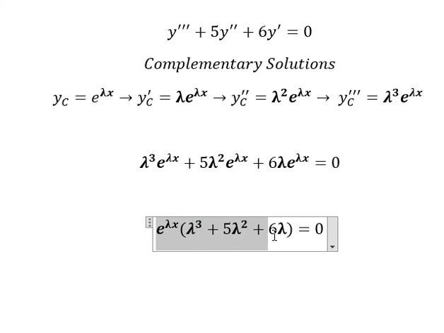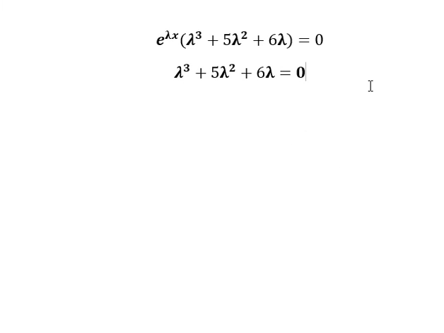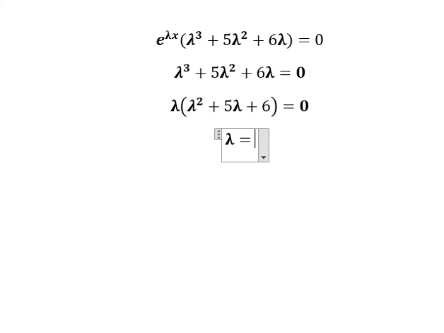And now we need to find the solution of this one in here. Now we can do factorization by lambda. And now we need to find the solutions of lambda. So we have lambda equals number 0, lambda equals negative number 2, and lambda equals negative number 3.